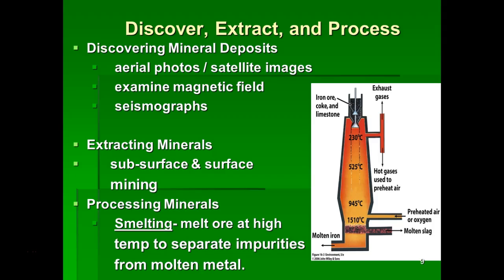Welcome to part 2 of chapter 16, Mineral Resources. Today we're going to start with looking at how they process the minerals. And basically what we have over here is a smelter pot. And you can see, this is showing iron ore.